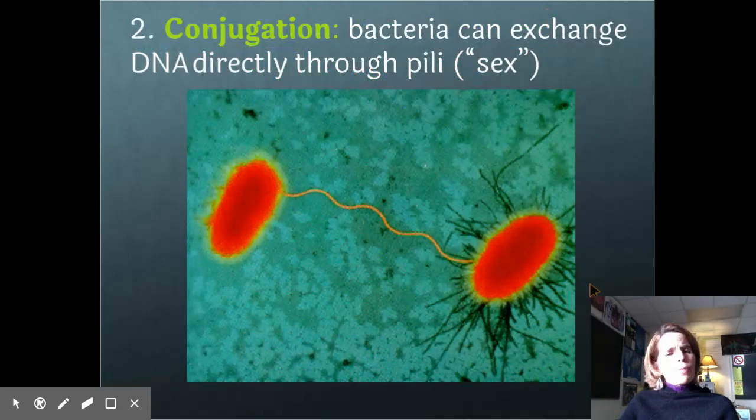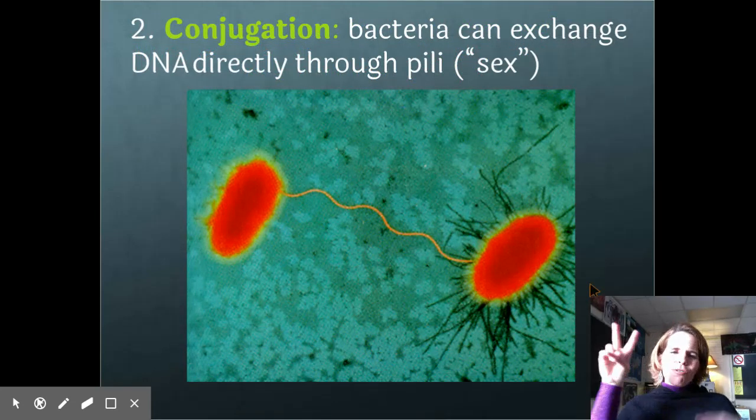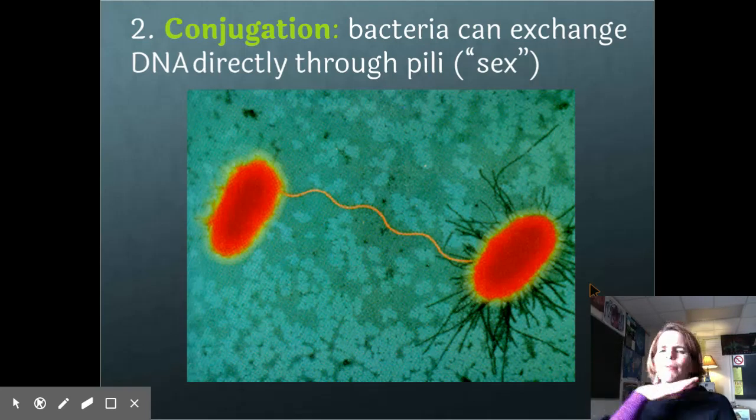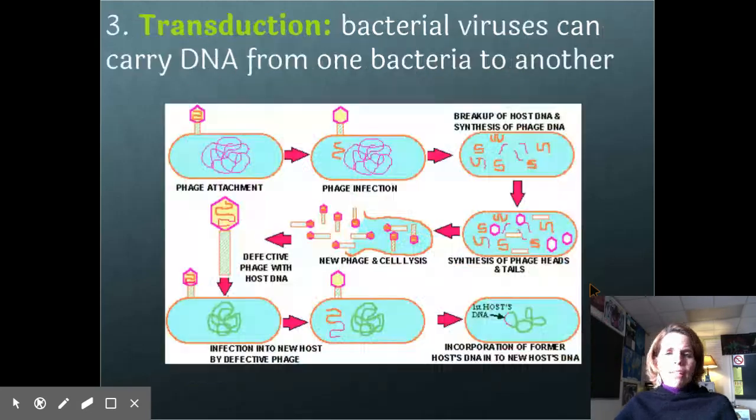Another way in which bacteria can evolve is through a process called conjugation. They can trade DNA through their pili. It's sort of like sex, but there's not male and female really in the bacteria, and it's definitely not meiosis or half of the chromosomes, that kind of thing. But it's called conjugation, and it's a way to get new DNA.